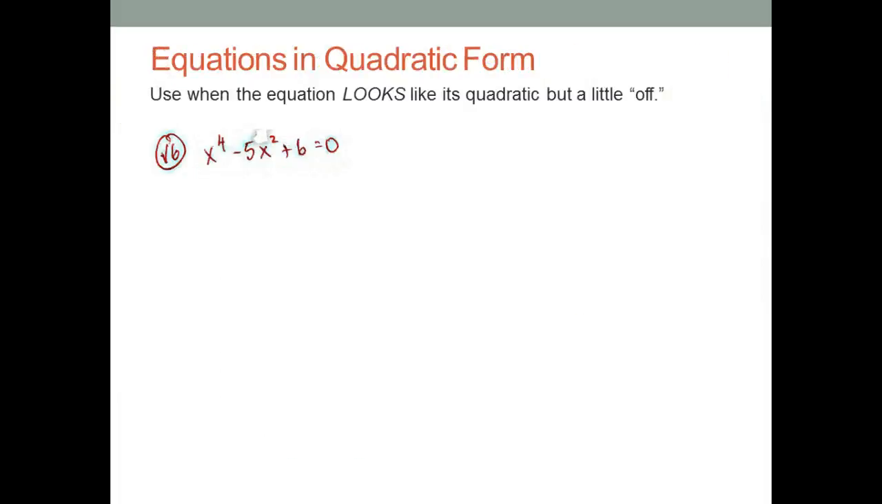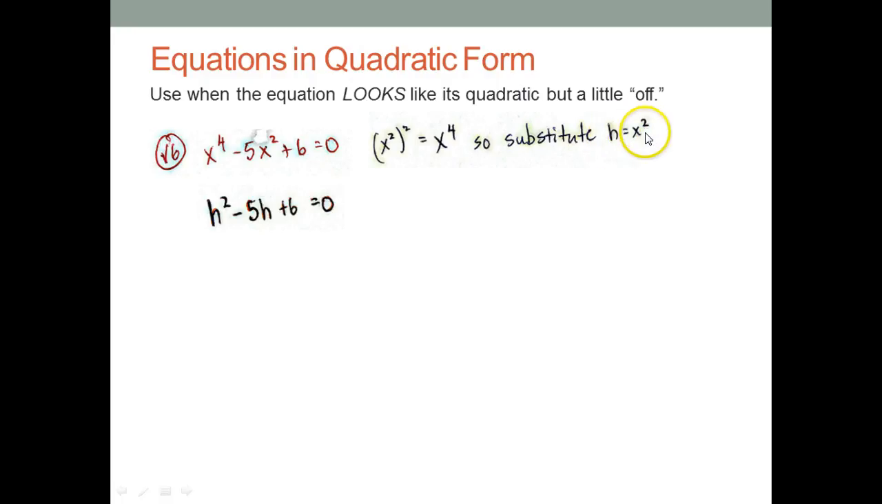All right. So equations in quadratic form. We use this substitution method, I guess is what some people have called this, when the equation looks like it's quadratic, but it's a little bit off. In this equation, this is x to the 4th and x squared. Now we would like this if it was 2 and this was a 1. And in fact, it could be. Because x squared squared is x to the 4th, I can substitute h is equal to x squared.